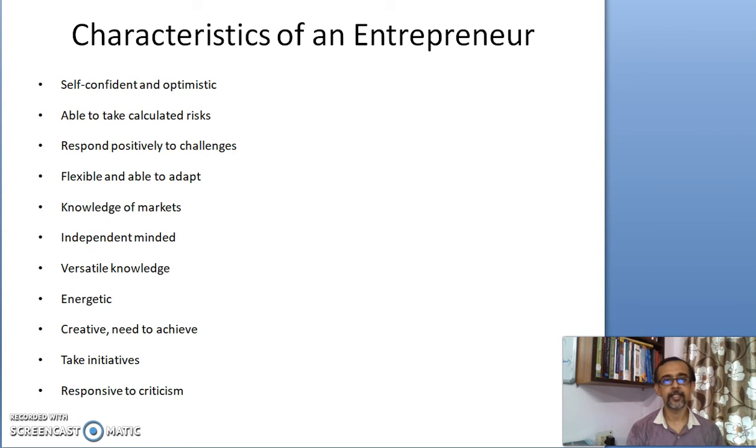Independent minded is another characteristic of the entrepreneur. Entrepreneur must be independent minded. Means he must be able to accept the changes and must be able to take up his own ideas and put into practice. Versatile knowledge. Entrepreneur must have knowledge on all the subjects like economics or accounts or management skills. He must learn by himself and acquire the knowledge that is required for him and his new venture.